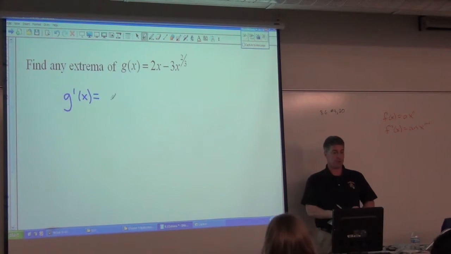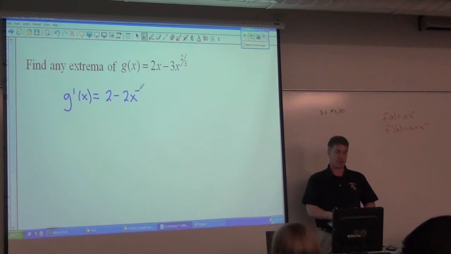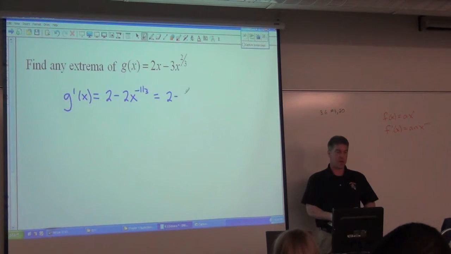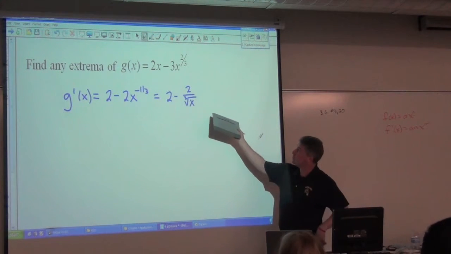Right? So the first derivative: the derivative of 2x is 2, then minus 2/3 times 3 would just be 2x. Subtract 1 from 2/3, you get negative 1/3. All right, so this is really 2 minus 2 over the cube root of x, right? x to the 1/3 means cube root.